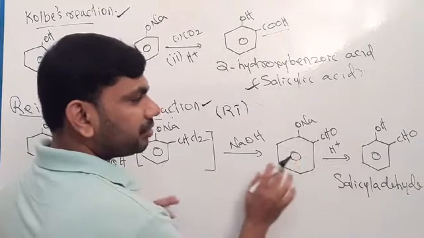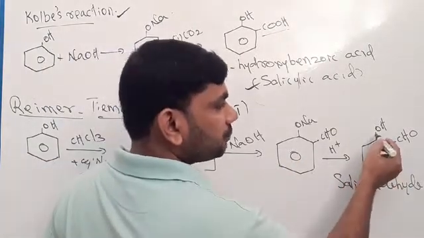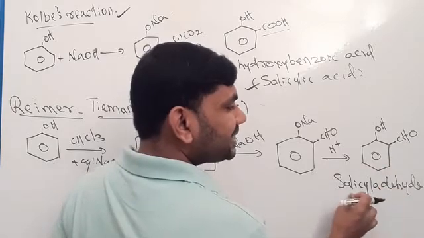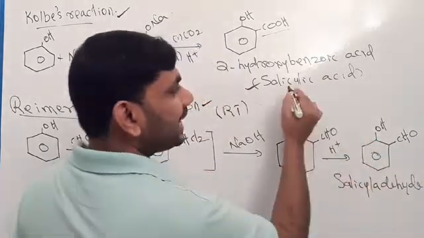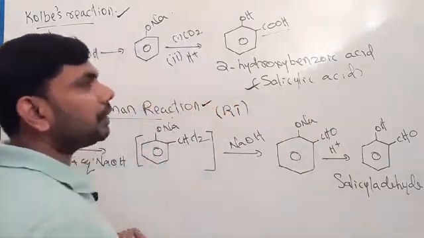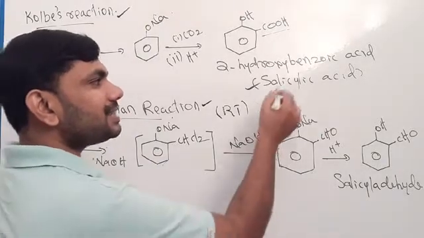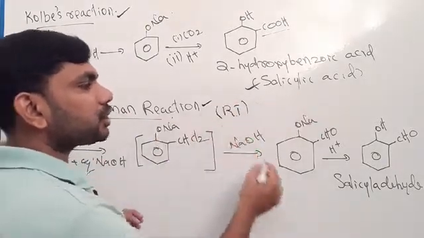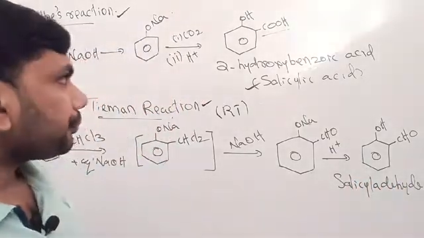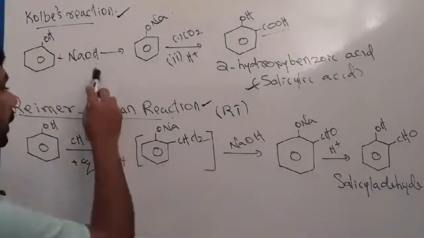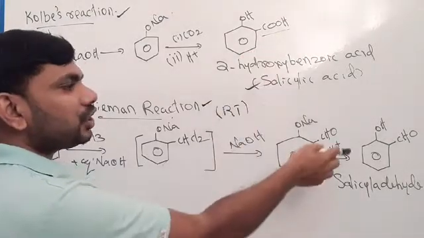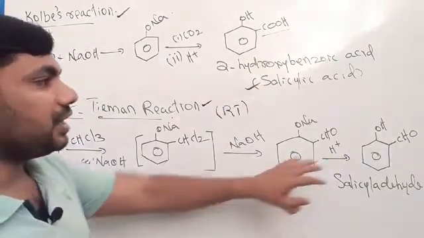Look here, the second reaction we have to discuss. This is phenol with an aldehyde at the ortho position, so the name of this product is salicylaldehyde. So remember, Kolbe's reaction product is salicylic acid, and Reimer-Tiemann reaction product is salicylaldehyde. Both are related. Both react with sodium hydroxide, and here the product is salicylic acid and here the product is salicylaldehyde.